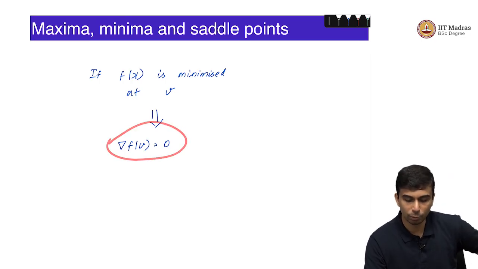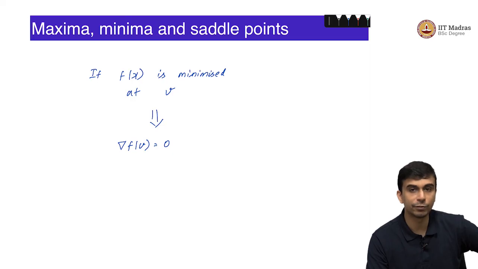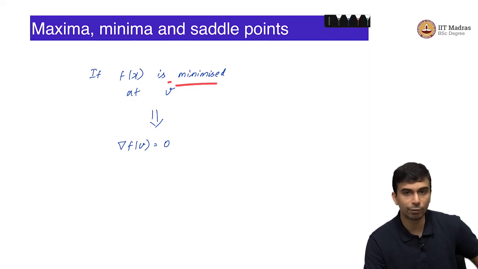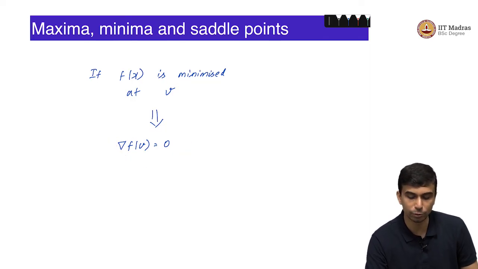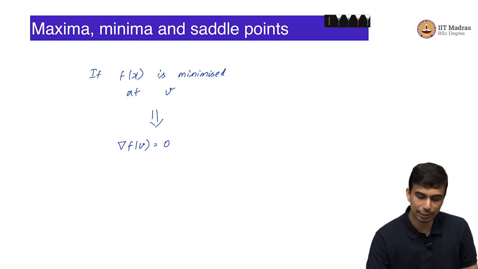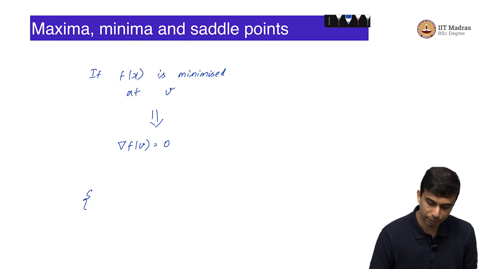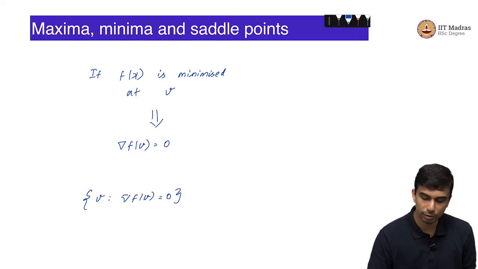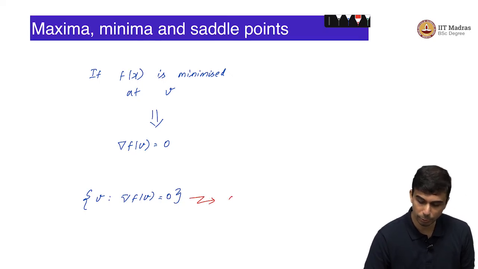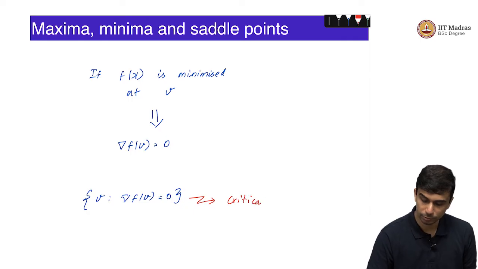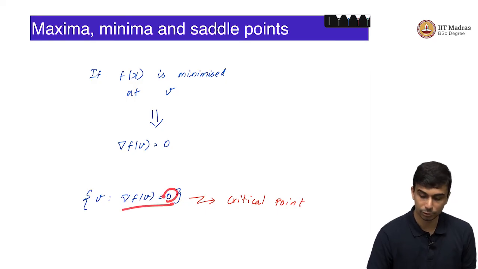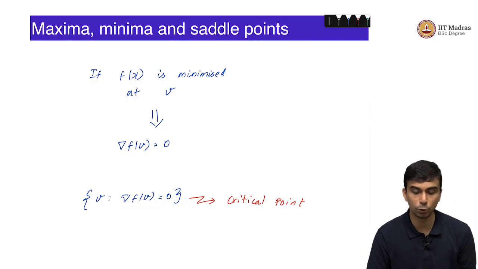But it is not true the other way around. Grad f of v equal to 0 does not mean that f of x is minimized at v. However, if your function is minimized at v, then grad f of v equal to 0, but it is also true for maxima. So, any point where grad f of v equal to 0, the set of v such that grad f of v equal to 0, these points are called critical points. Note however that gradient is a vector, right. So, this 0 here corresponds to the vector 0, not a scalar 0.